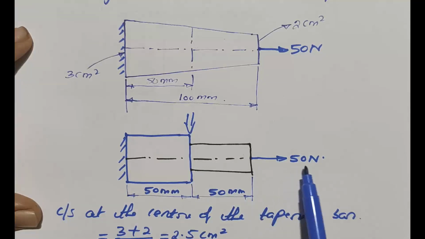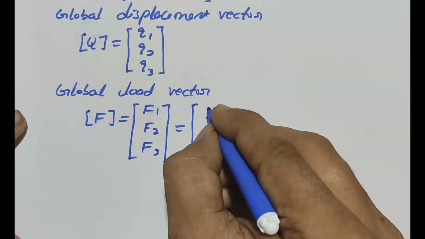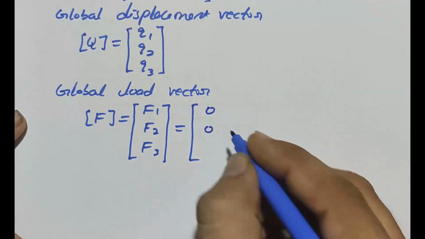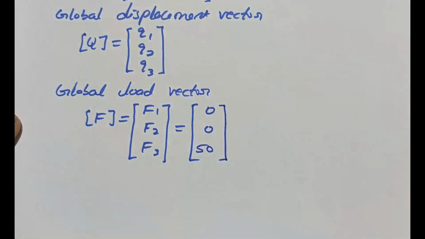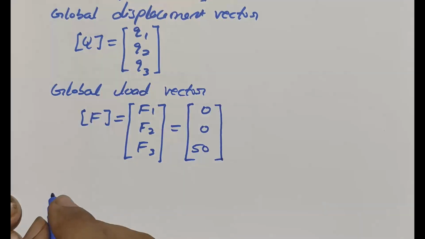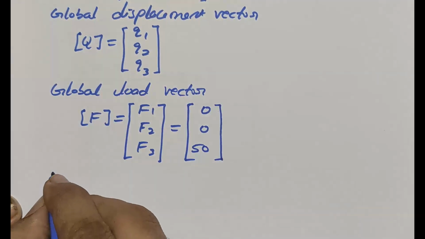This is plus 50 because it is acting in the positive x direction. So F1 is 0, F2 is 0, F3 is 50. This is the global force vector or global load vector. Next is the equilibrium condition.